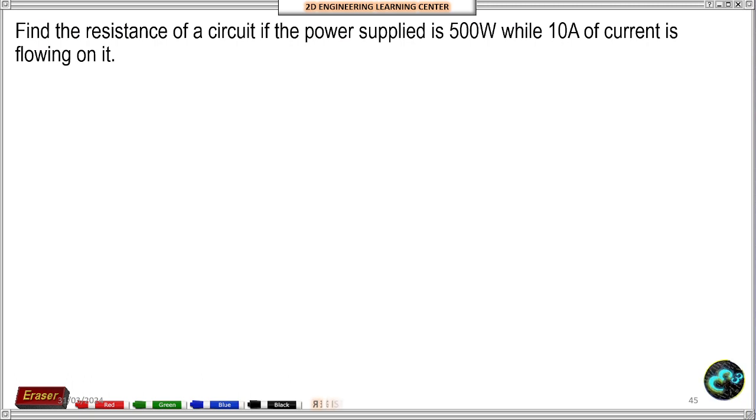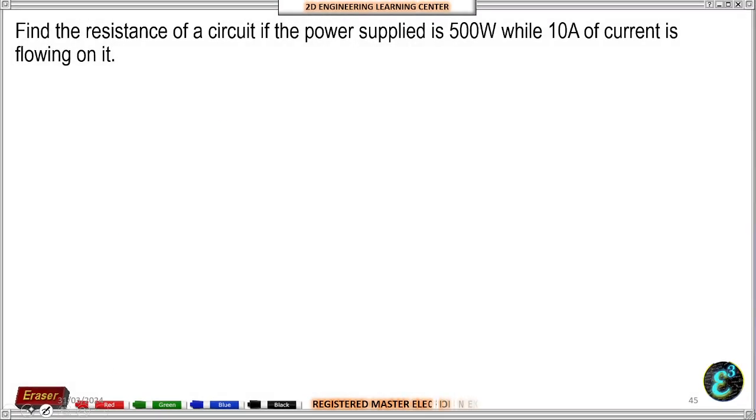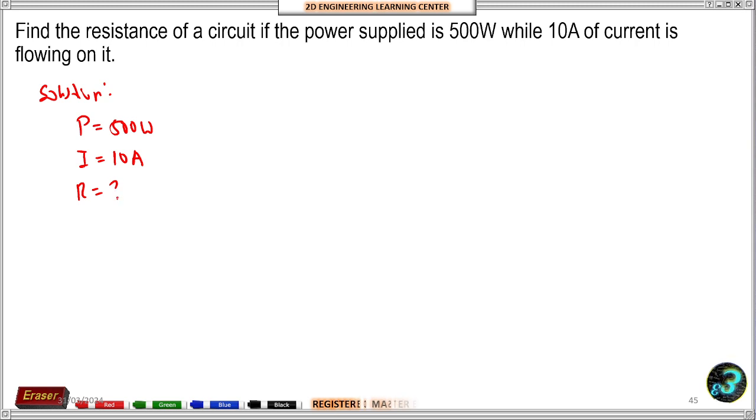Find the resistance if the power supplied is 500 watts while 10 amperes of current is flowing on it. So we have a load of 500 watts and 10 amperes for our current. Solution: our given power is equal to 500 watts, and our current is 10 amperes. So we are looking for the resistance.